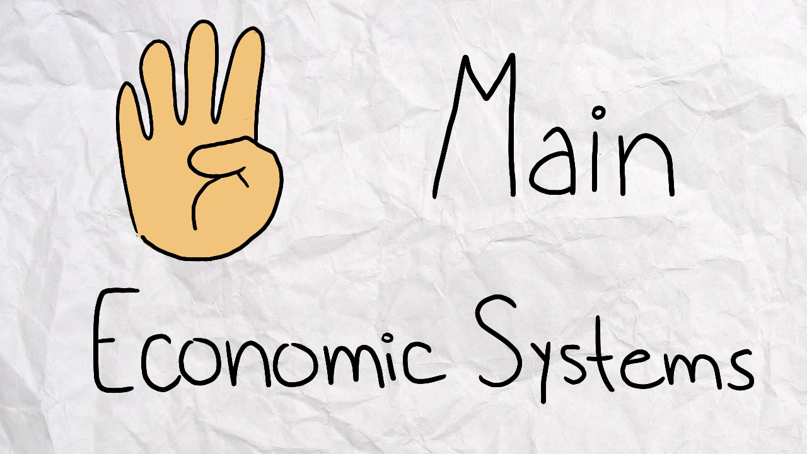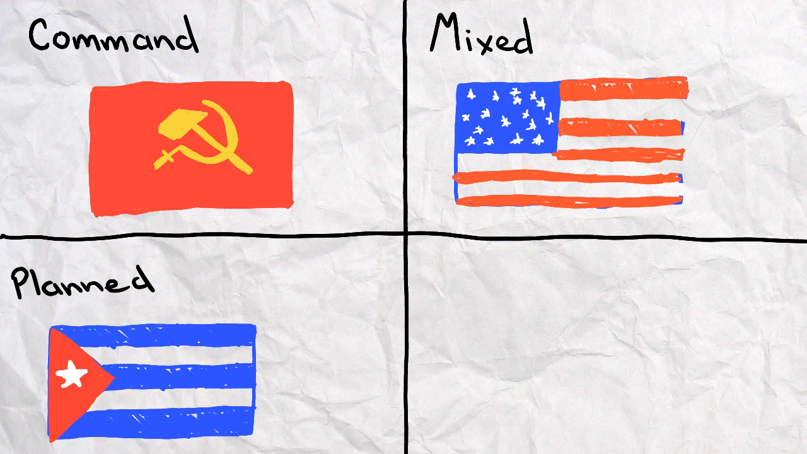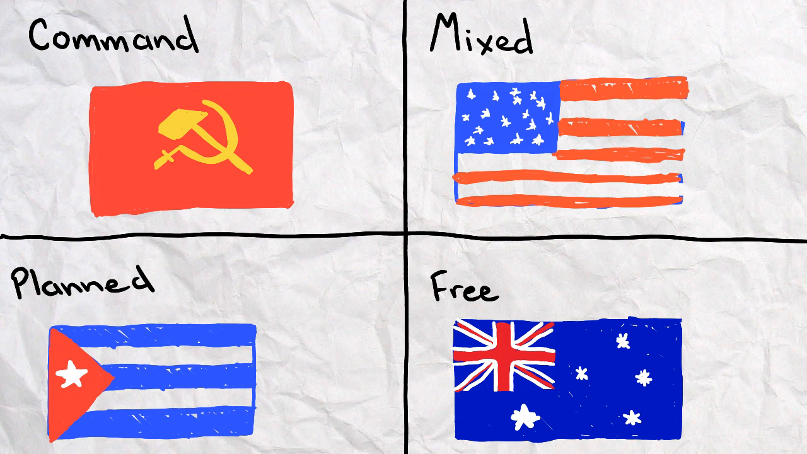In economics, there are 4 main economic systems. There's command, which is when the economy is completely controlled by the government. Then there's mixed systems, which are generally free markets with government intervention. A planned economic system is when the government only controls the factors of production. And finally, a free market has little to no government intervention.